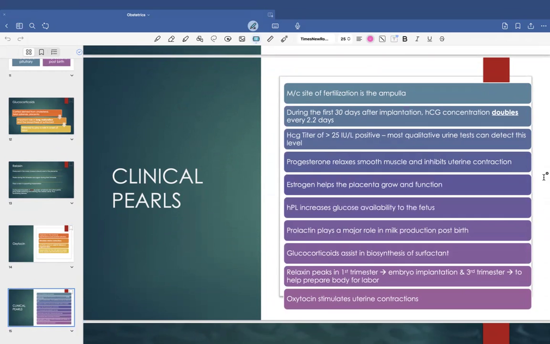Remember, progesterone relaxes smooth muscle and inhibits uterine contraction, also helps keep that lining thickened so we can have an implantation and maintain pregnancy. Estrogen helps the placenta grow and function, has some other functions as well. HPL increases glucose availability to the fetus. Lactation, which is a major role in milk production. Glucocorticoids, surfactant, lung maturation. Relaxin relaxes. It peaks in the first trimester with implantation, goes back down, peaks again in the third to get the body ready for labor. Oxytocin stimulates uterine contraction.